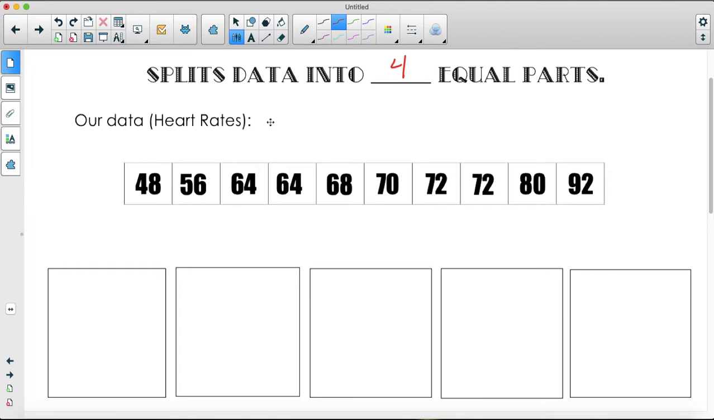We want to have our data in increasing order, so in numerical order: 48, 56, 64, 64, 68, 70, 72, 72, 80, and 92. The reason we need to do this is so that we have all of our data in order, and we can find the median and the middle parts.